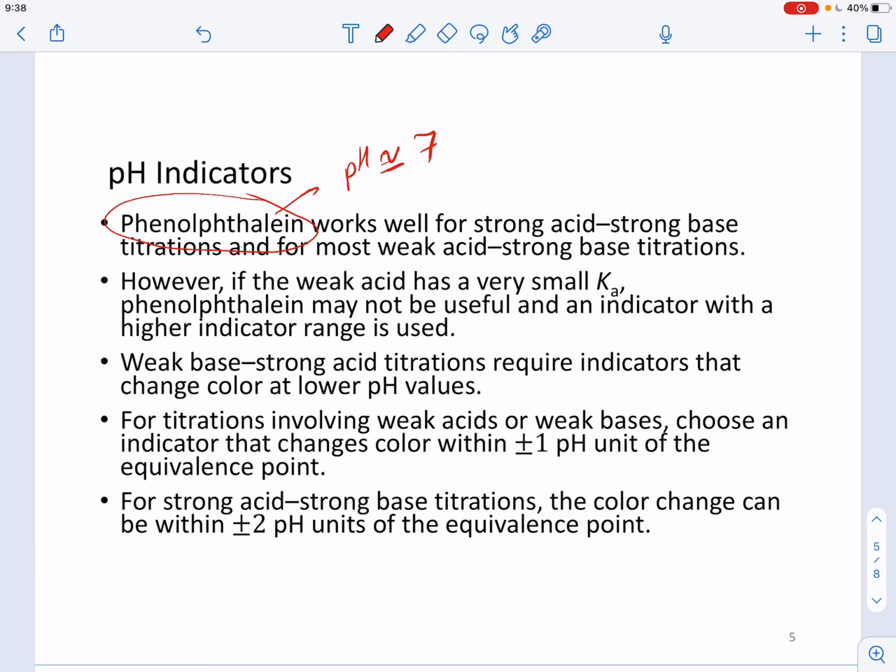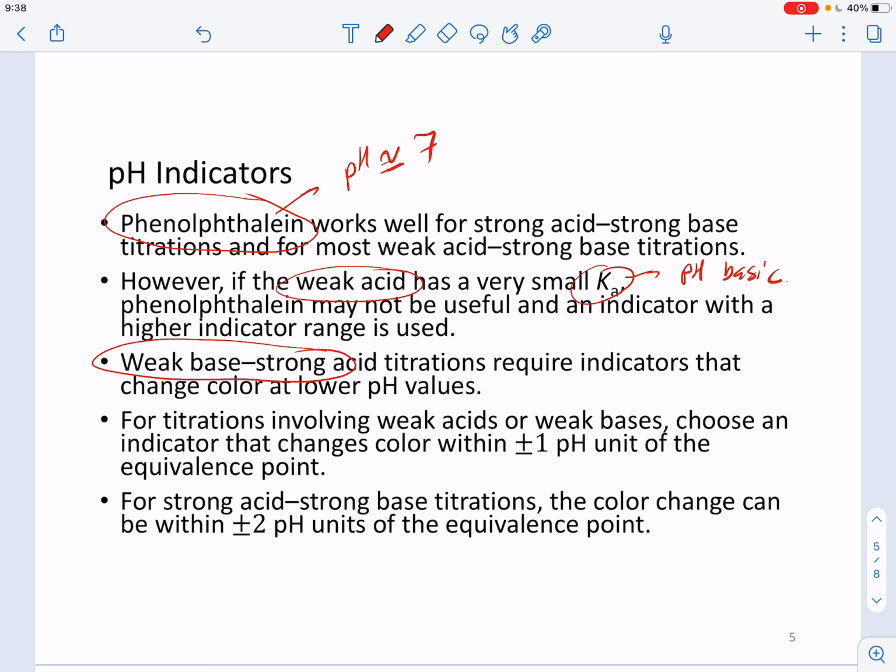However, if you have weaker acids with very small Kas, then what does that mean? Well, that means that the end pH for the equivalence point is going to be basic, and at that point, probably phenolphthalein wouldn't work so well. Okay, in a little bit we're going to look at a table, and that should become more clear. If we are working with weak bases, then phenolphthalein is not going to help us there, because for weak bases the equivalence point is going to be acidic. So we need indicators that change color at acidic pHs.